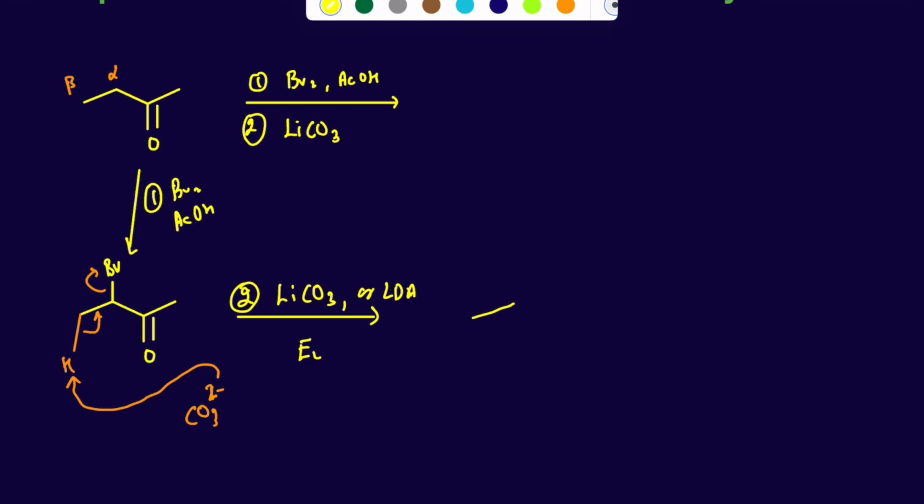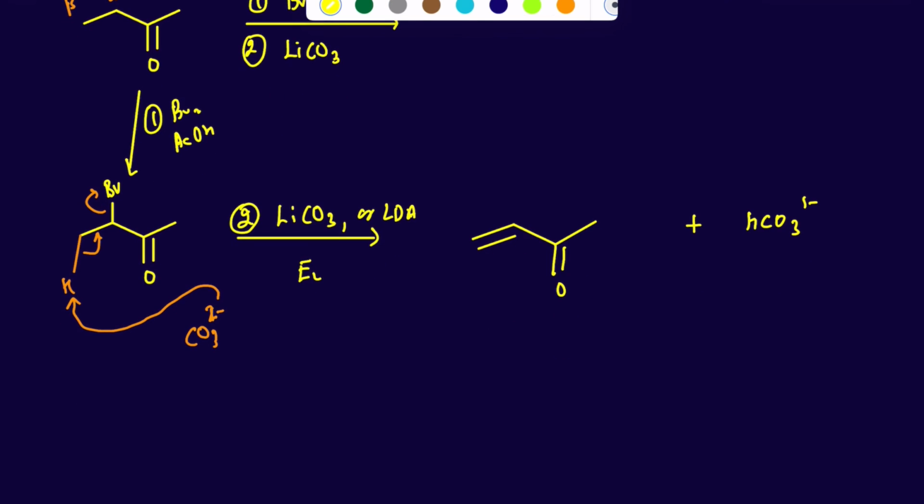So you go ahead and create a double bond here, and your side product is HCO3 1 minus. Like I said, you can also use other bases, but lithium carbonate is one of the most common ones used. You could also use an LDA, that should work quite fine as well. And that is really the alpha beta unsaturated ketone that you got, which is also a Michael acceptor that you use in conjugate additions or in a Michael addition.